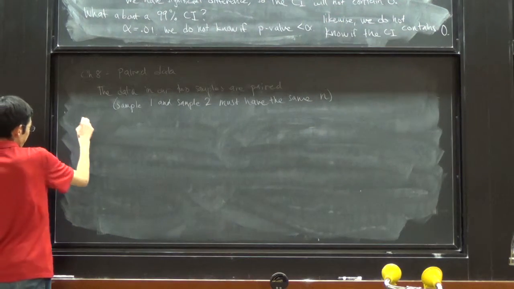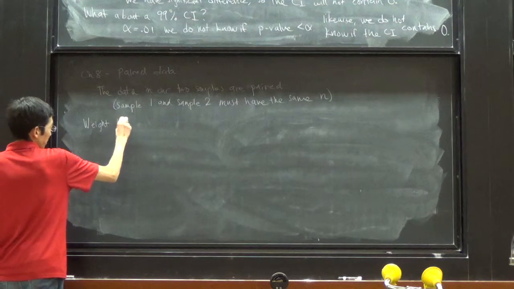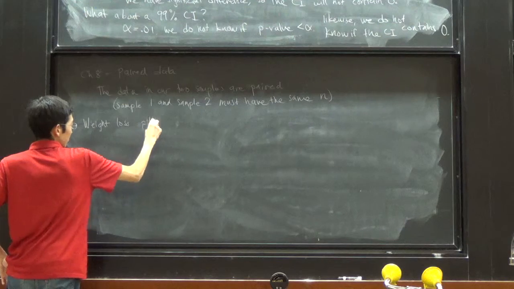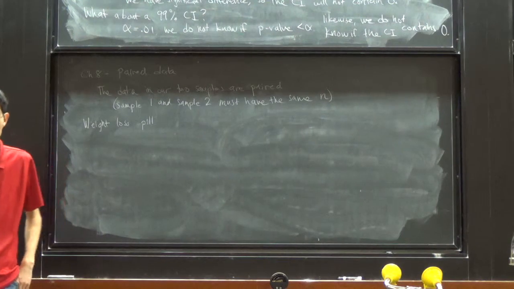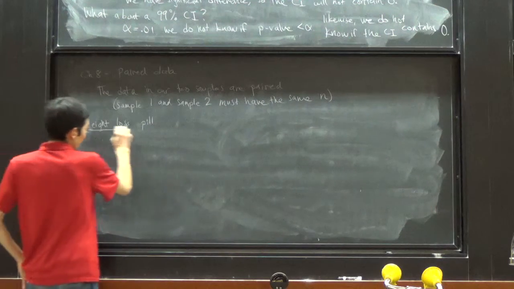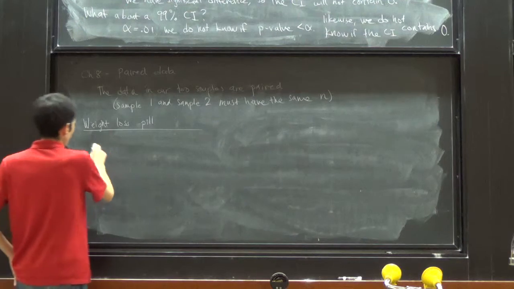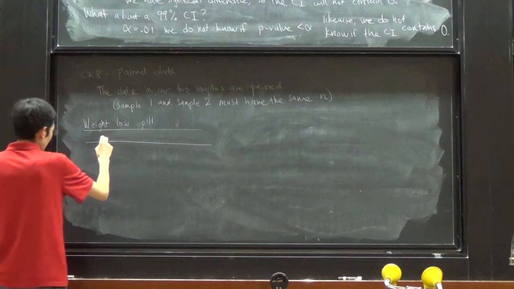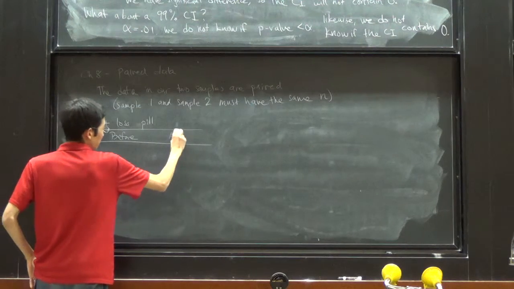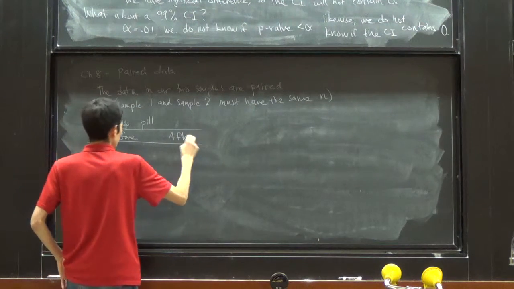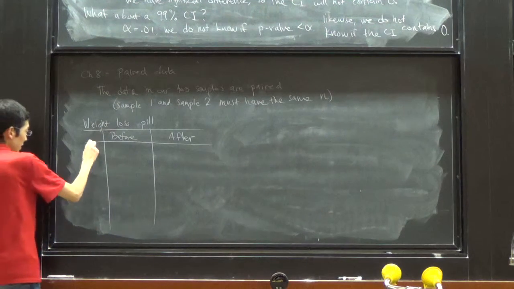So here's an example. So let's say there's a weight loss pill. You take the pill, you lose weight. That's what they claim, okay? Take the pill for, I don't know, 7 days. 7 days later, you would have lost weight. So, we'll have the before weight and the after weight. And let's say we look at 5 people, okay?